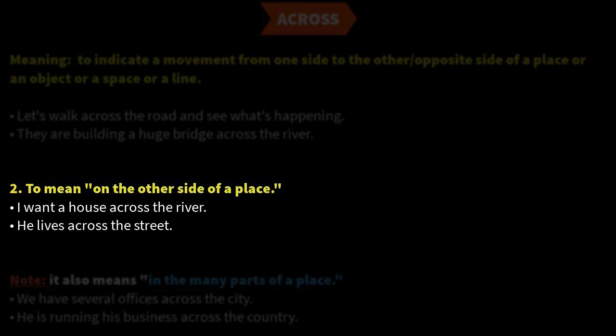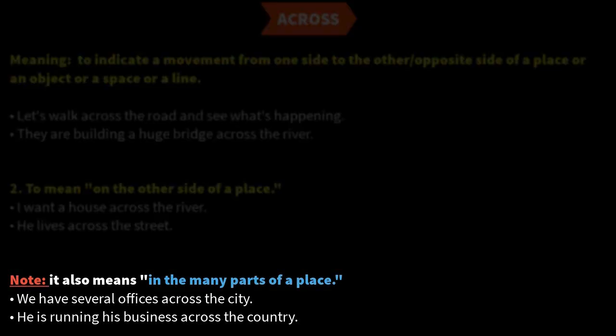So it also means on the opposite side, not a movement, just to show on the opposite side. And sometimes we use this word to give the meaning of in many parts of an area, of a place. Let me show you an example. We have several offices across the city. That means in many parts of the city, we have several offices.